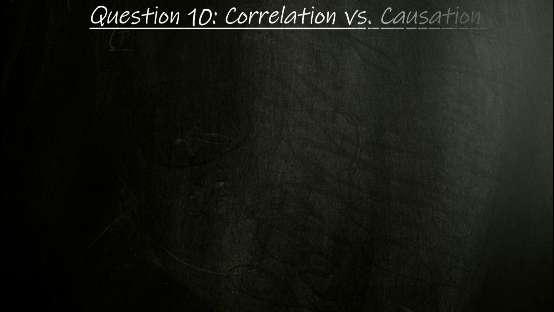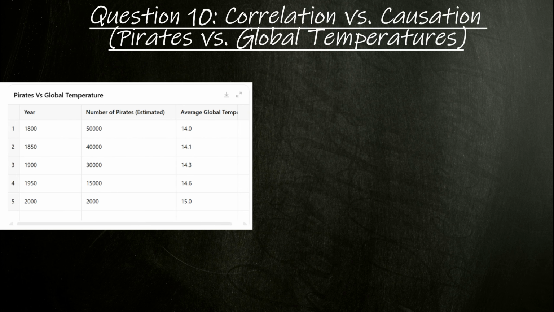Now, question 10 gives us a humorous example about pirates decreasing and global temperatures increasing. First, let's take a look at this table and break it down in a simple way to ensure that we understand how to read it. First, look at the top row of the table. This is called the header row, and it tells us what each column represents. There are three columns in this table: year, number of pirates, estimated, and average global temperature, degrees Celsius.